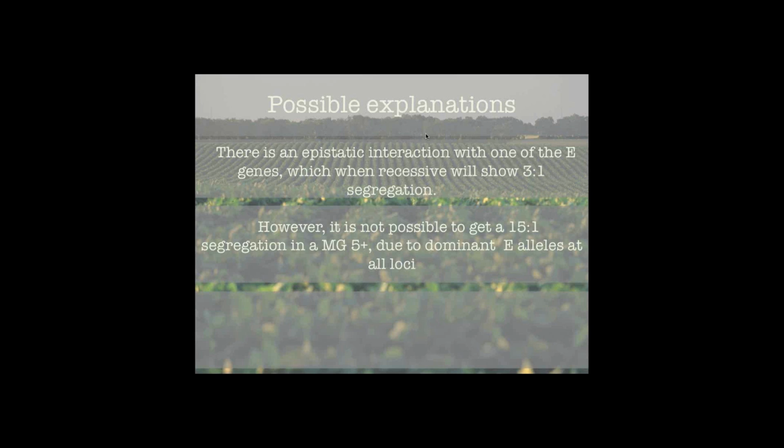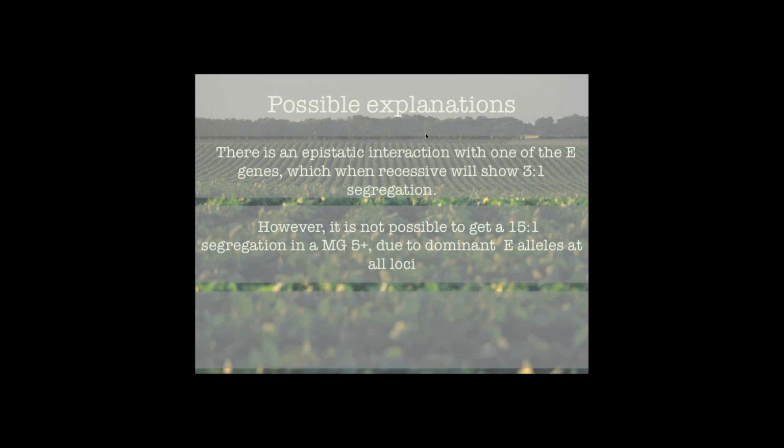The E genes, at least E1 through E4, are well characterized, and they all play a role in the circadian rhythm. It would make sense that one of these proteins encoded by the E genes may be playing some kind of regulation with the long juvenile trait, which is most likely also involved in the circadian rhythm.